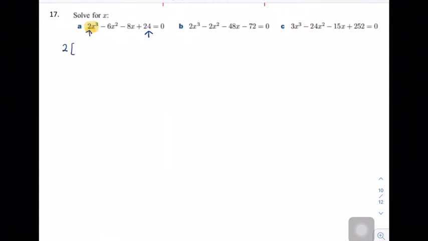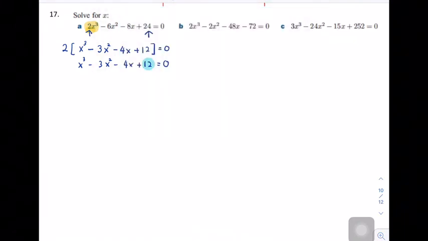So since it is 2, I put 2 outside. So 2x cubed becomes x cubed only. 6x squared becomes 3x squared. Negative 8x becomes negative 4x. And 24 becomes 12, equal to 0. And then from here on, if we move 2 to the other side, 0 will be divided by 2. So it will only be x cubed minus 3x squared minus 4x plus 12 equal to 0.